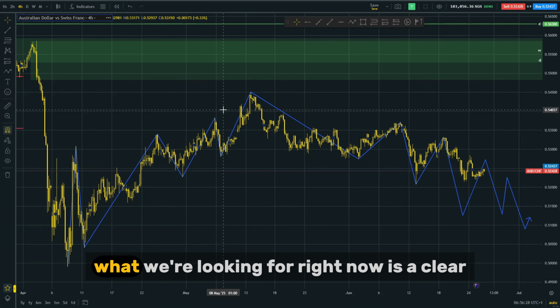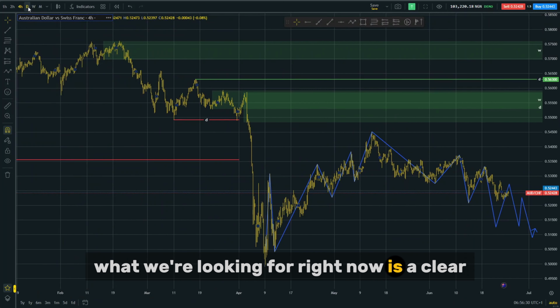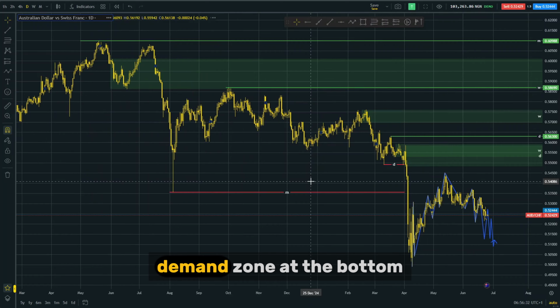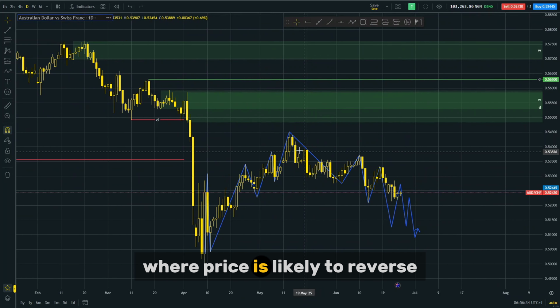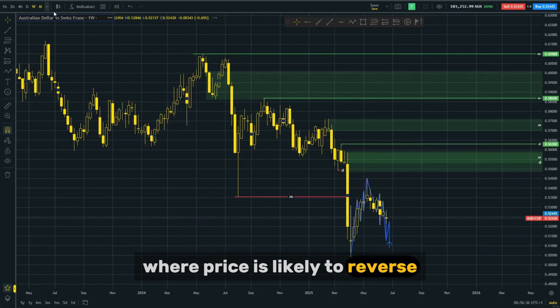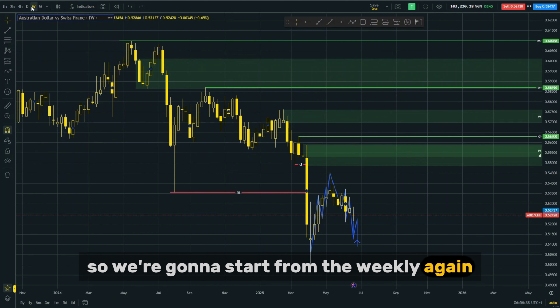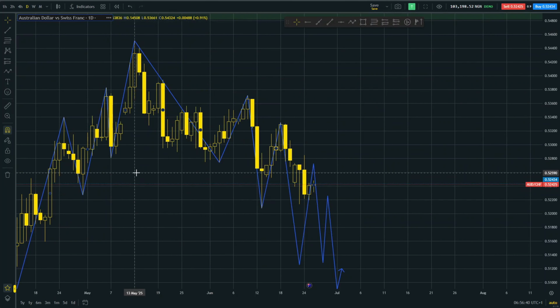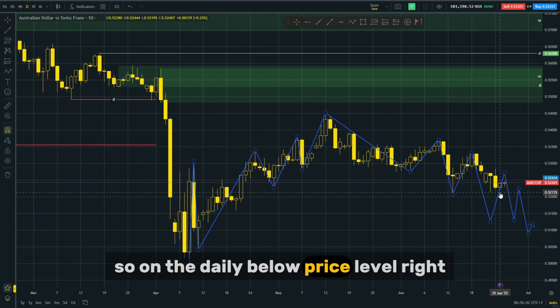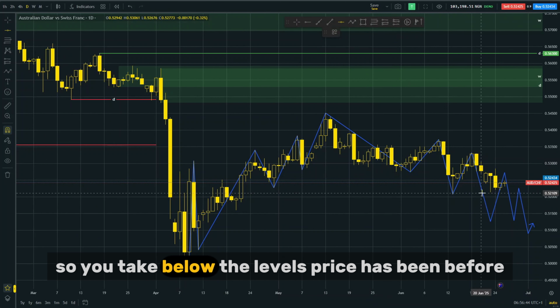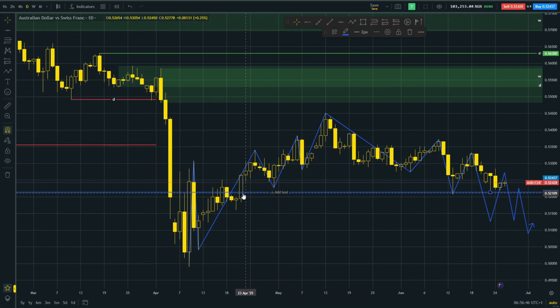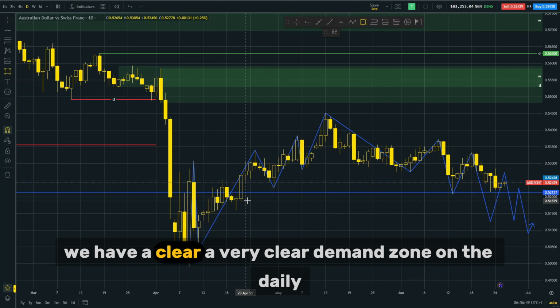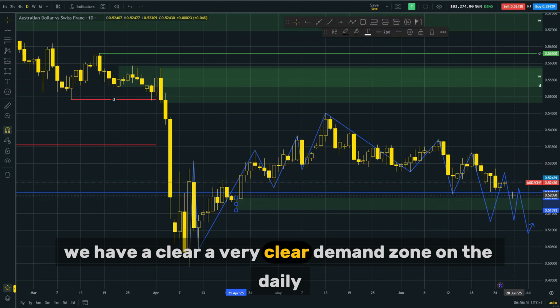So in other words, what we're looking for right now is a clear demand zone at the bottom where price is likely to reverse. So we're going to start from the weekly again, and we're going to go up to the daily. On the daily, below price level, you take below the levels price has been before. Right here we have a very clear demand zone on the daily.